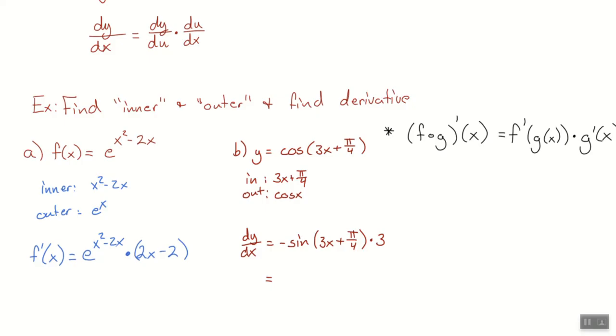Of course we're going to move the 3 out to the front. That looks silly. I think this is just negative 3 sine of 3x plus pi fourths. Doable?